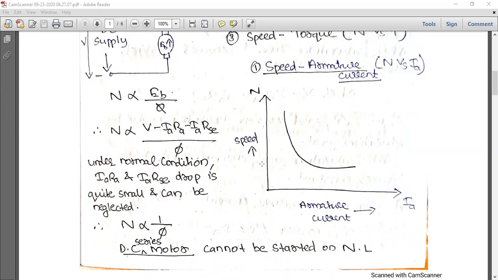So when the armature current increases, the speed decreases. That's the speed armature characteristic. And one very important concept which everybody should know, and you might have done it in the lab experiment also, is that a DC series motor cannot be started on no load. There should be a load greater than 50% of the full load. At least that much load should be there for a DC series motor to start. We will see why.